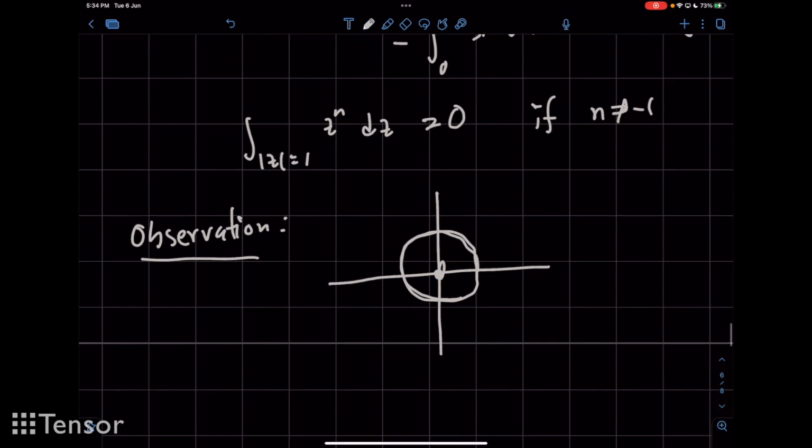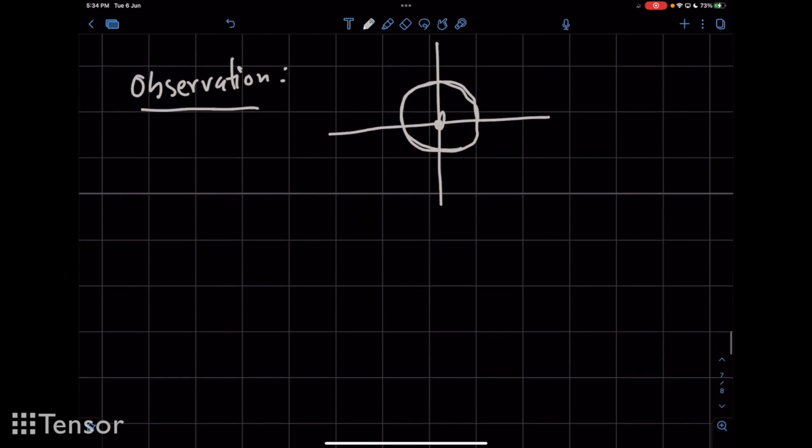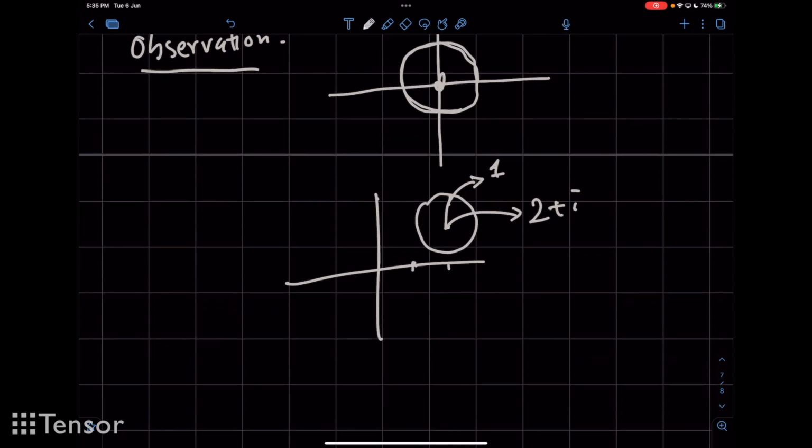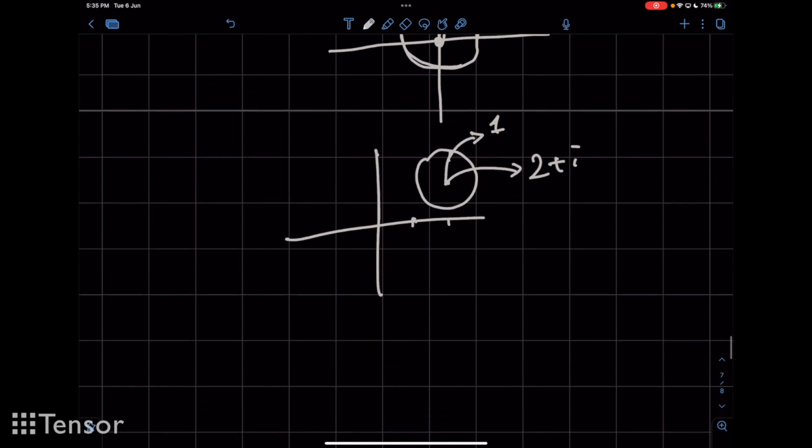Okay, so if we integrate 1 over z over, let's say, some other curve, let's say this one. For instance, let's say this point is 2 plus i, and let's say the radius is 1. If we integrate 1 over z over this circle, then we would get that the integral is 0. Shall we do the integral? I think it's a good exercise.